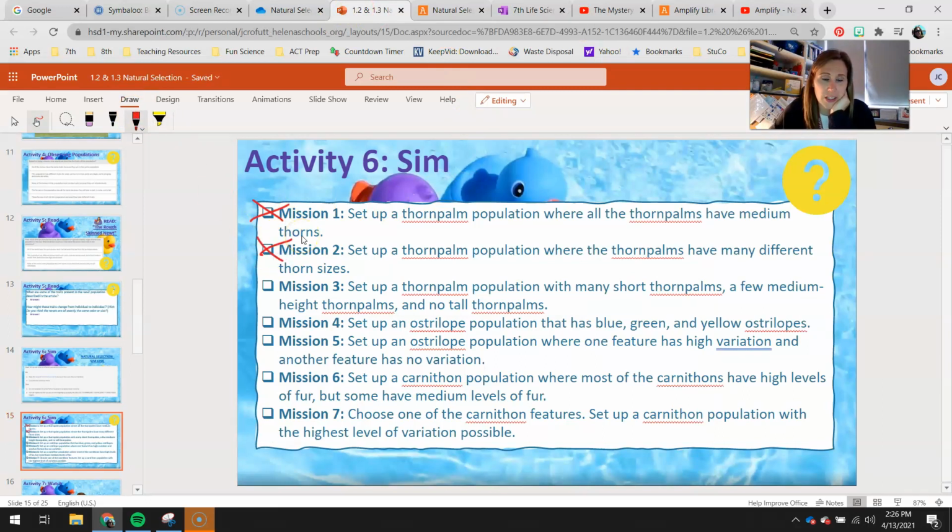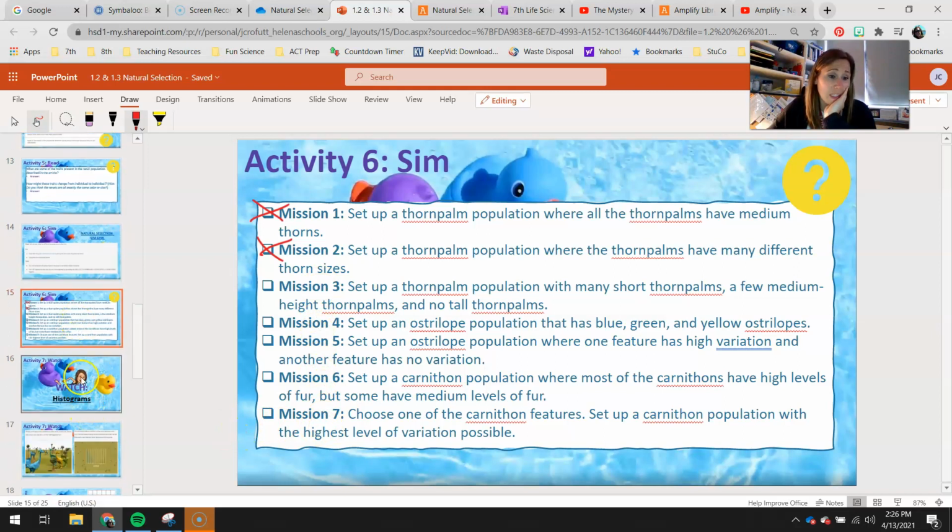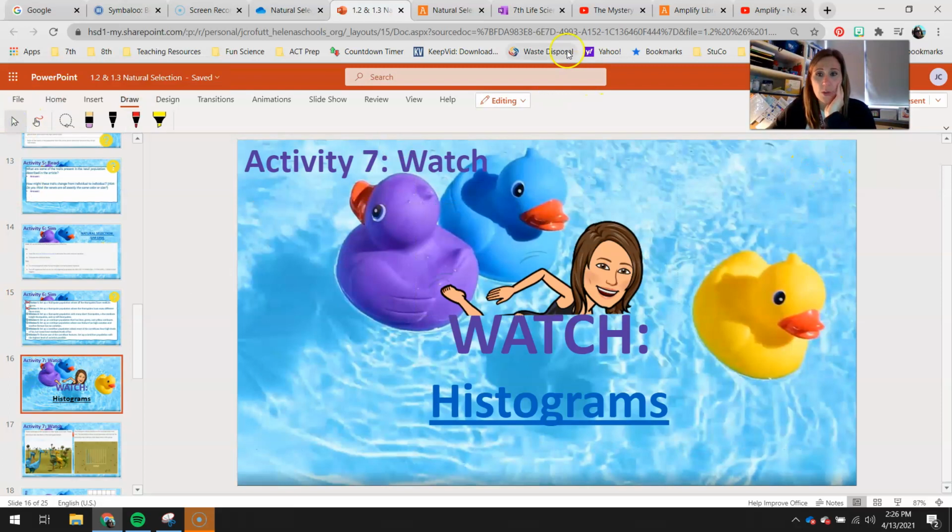So I've already showed you guys how to do those, so they're already crossed off for you. You guys will figure out how to complete Sim Mission 3, 4, 5, 6, and 7. Okay, if you guys need help, please let me know.